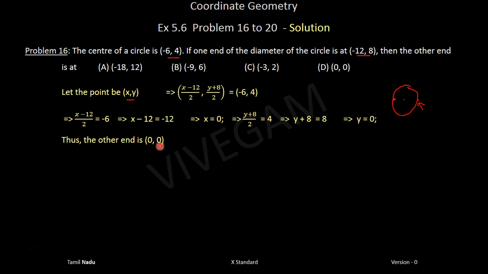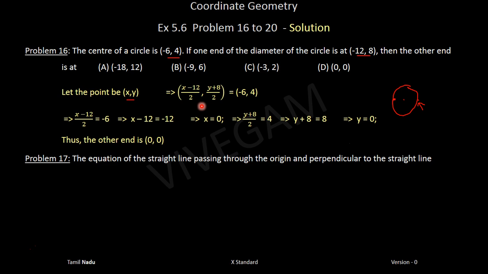You got it? So basically one thing you'll have to remember: one end of the diameter is minus 12, 8, let the other end be x, y, and the midpoint of those two ends of the diameter is nothing but the center. That's all. If you know that, then it is very easy to calculate using the midpoint formula. Right, now next one.